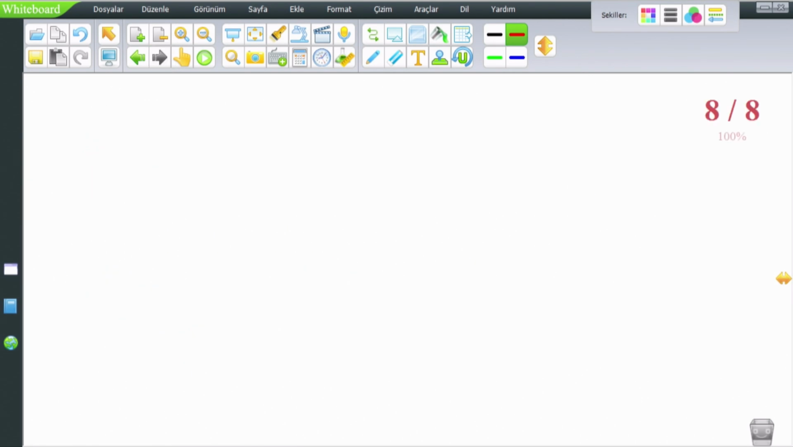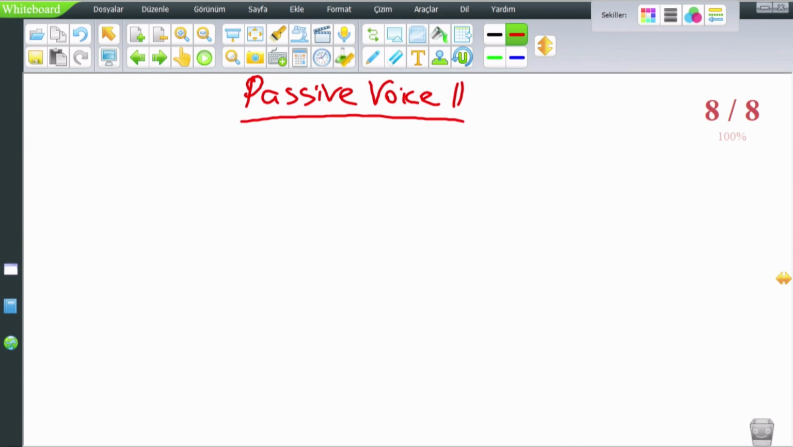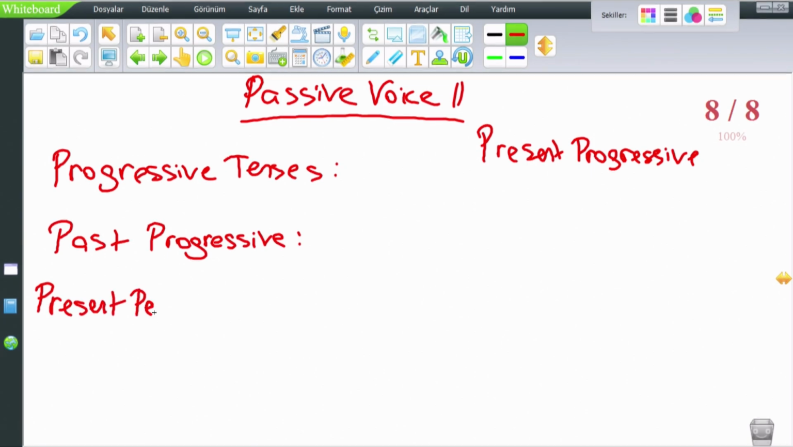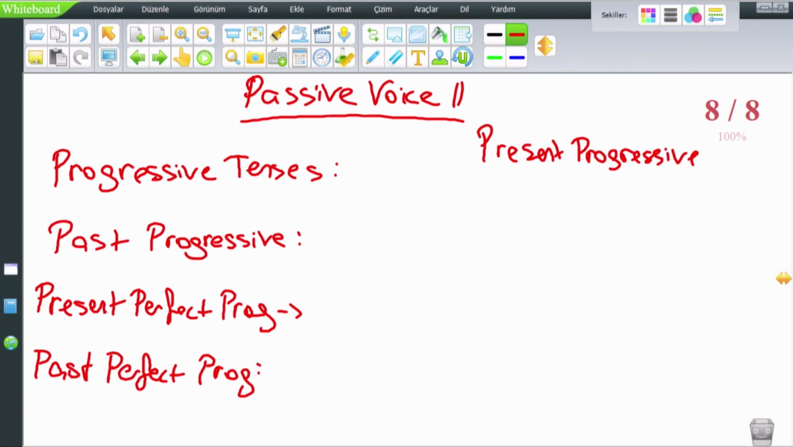Now we will talk about passive voice 2. When we're talking about passive voice 2, we use progressive tenses, such as present progressive, past progressive, present perfect progressive, past perfect progressive, and I can use future simple progressive.